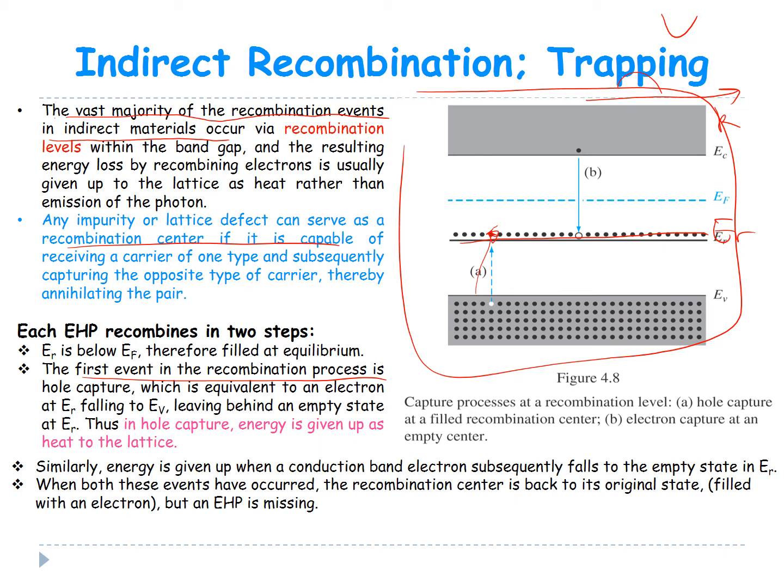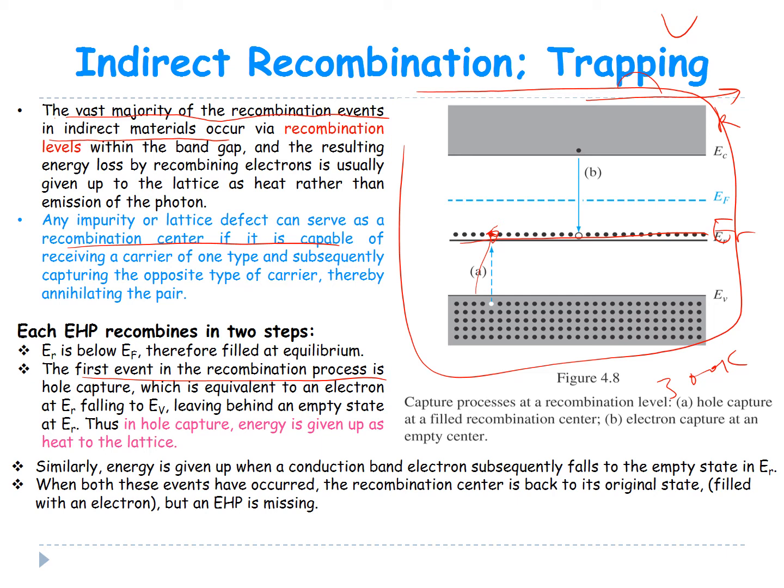Remember that hole capture is similar to an electron falling to the valence band. And yes, we have holes in the valence band because this is not 0 kelvins. It's at some temperature, let's say 300 kelvins. So we are going to have lots of holes in the valence band. So the first step is hole capture. A hole is going to be captured by this state, or in other words, an electron is going to fall to the valence band from this state, but let's call it hole capture.